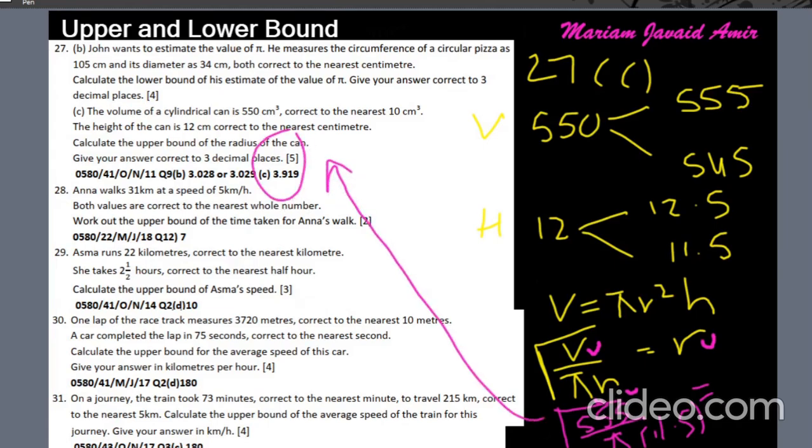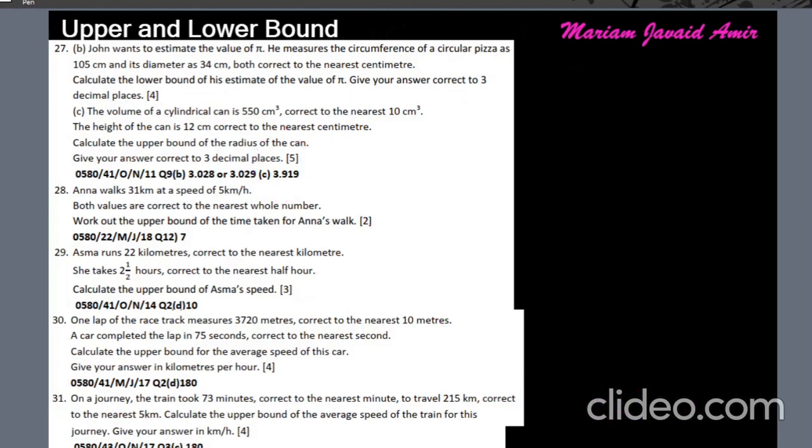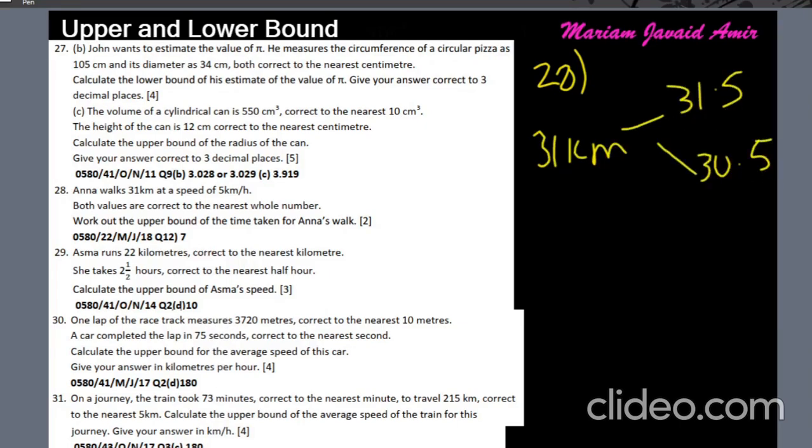Okay. Question 28. Anna walks 31 km at the speed of 5 km per hour. Both values are correct to the nearest whole number. So 31 km is actually 31.5 upper bound and 30.5 lower bound. Similarly, 5 km per hour is 5.5 upper bound and 4.5 lower bound. Okay, work out the upper bound for the time taken for Anna's journey.